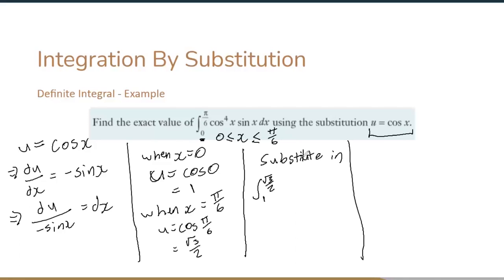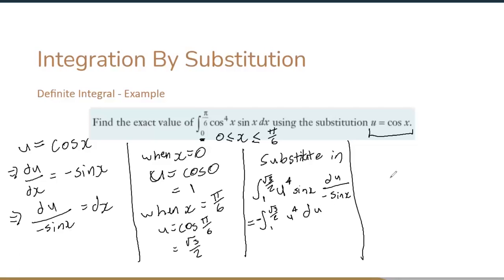Anyway, so substituting for the rest of it, we have our cos x to the 4. That's just going to be u to the 4 because u is cos x. And from here, we've now got our sine x. We didn't do anything to that, so we just leave our sine x. And then we have a dx. Now, our dx is equal to du over negative sine x. So we get du over negative sine x. And so from here, we just simplify. So this just becomes the integral from 1 to root 3 on 2, u to the 4. And the sine x's cancel, and we get negative sign out the front, and du. And so that's essentially our integral.